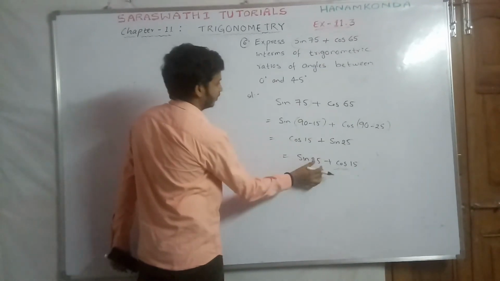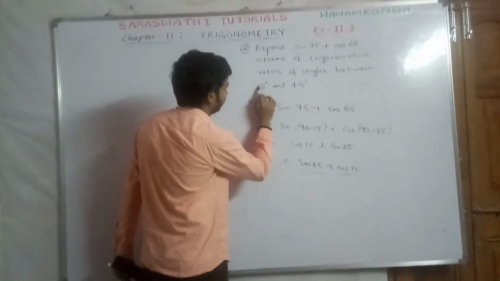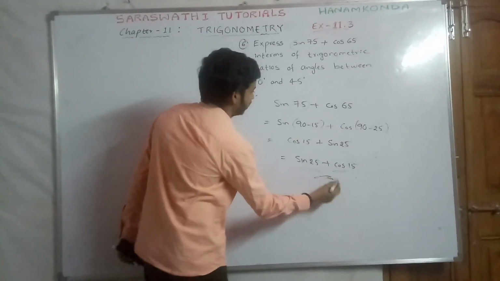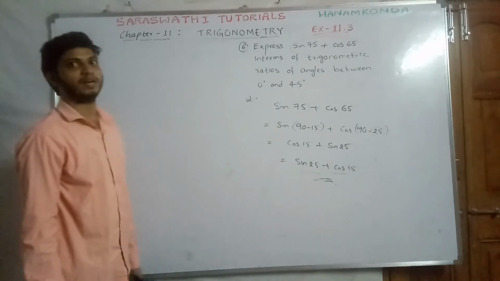That means the trigonometric ratios are of angles between 0 and 45. So these 25 and 15 are between 0 and 45. So this is the required answer. So by this we have completed our exercise 11.3.